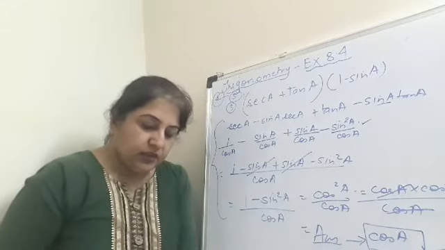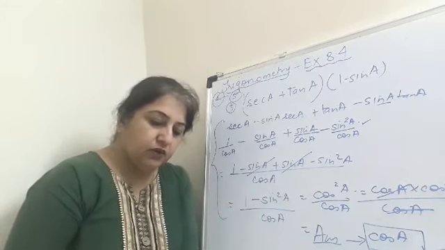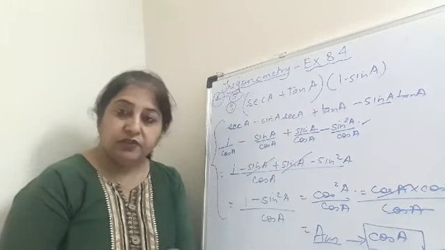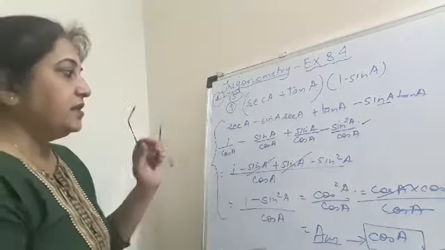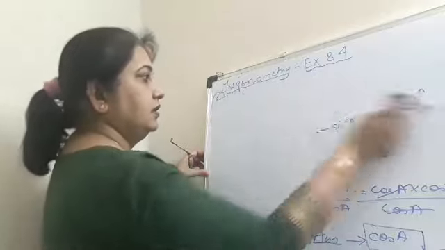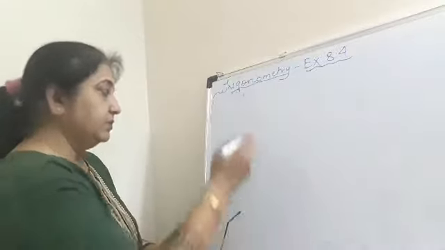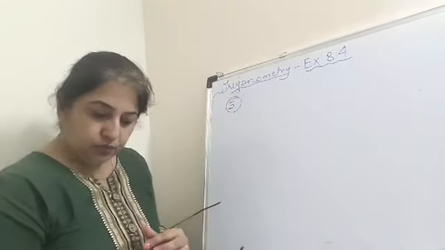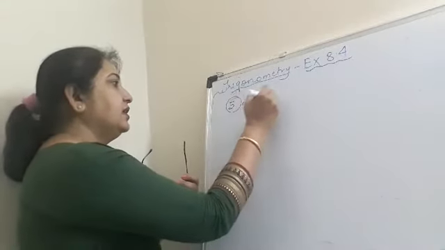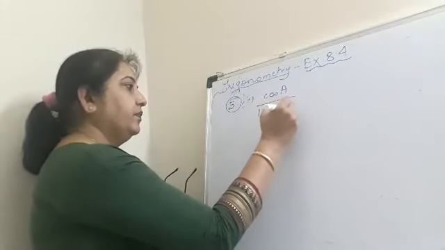Question number 5 says, prove the following identities where the angles involved are acute angles for which the expressions are defined. I'll take up an easy question in the fifth one. Again, you have to prove. All these sums you will do in your notebook. I hope you are completing your work and studying regularly. So let's start with question number 5. Let us do the second one. In the second one it says cos A upon 1 plus sin A, right?